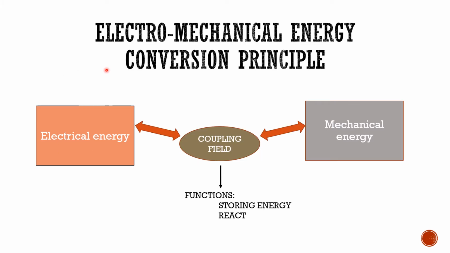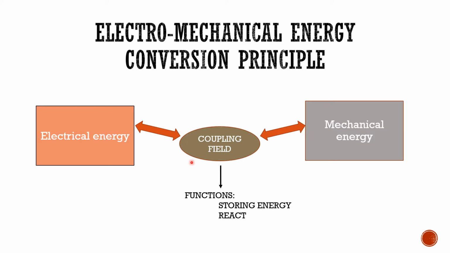As I stated before, if we want electrical energy to become mechanical energy, this cannot be done by itself. We need something else. So I am presenting here the electromechanical energy conversion principle. In order to convert electrical energy into mechanical energy, I need something called a coupling field. We know this can go the other way around. That's why we have a double-ended arrow right here, because we can convert mechanical energy into electrical energy, right? So we need a coupling field.